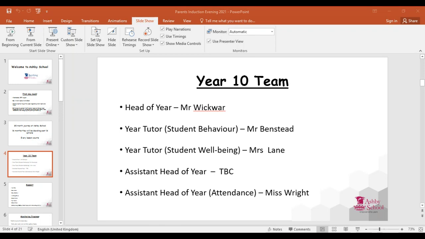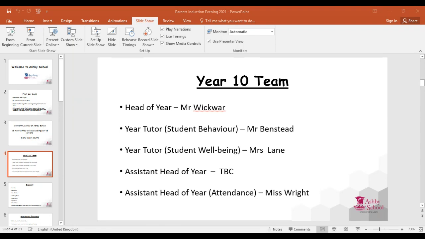So I'm just going to introduce the year 10 team now, because those are the members of staff who will be dealing with your children when they walk through the gates in August of this year. So I've introduced Mr. Wickwa, who will come on in a few minutes and speak to you on a variety of different things. We've got Mr. Benstead, who looks after student behaviour with the year 10 year group, and we've got Mrs. Lane, who looks after student wellbeing.